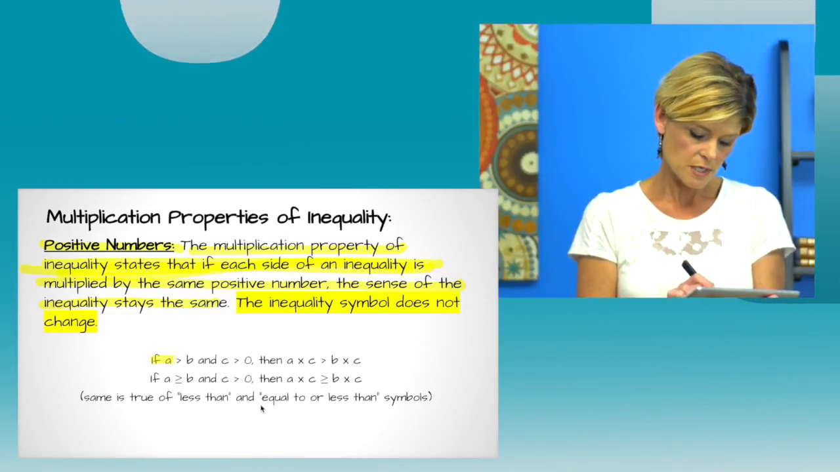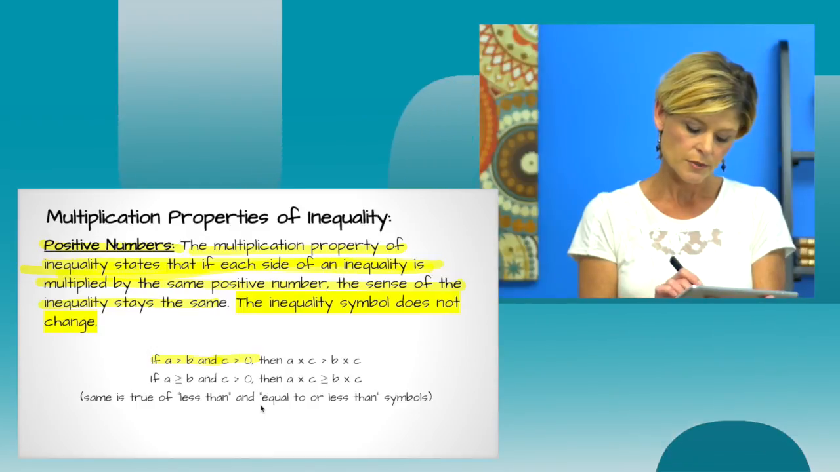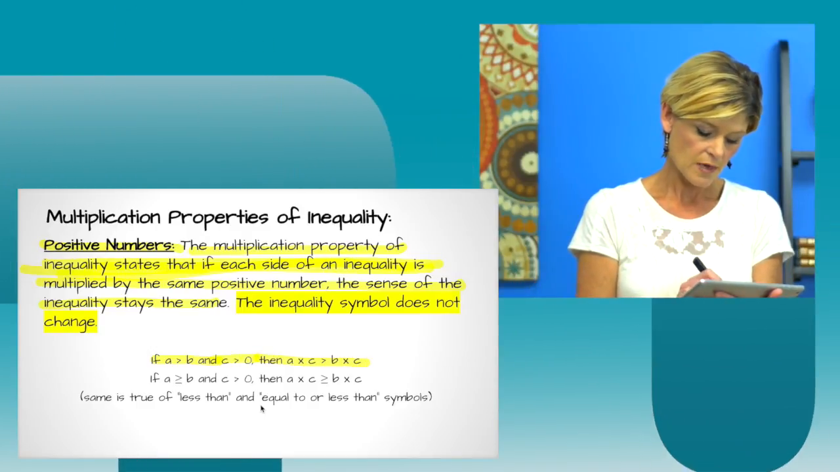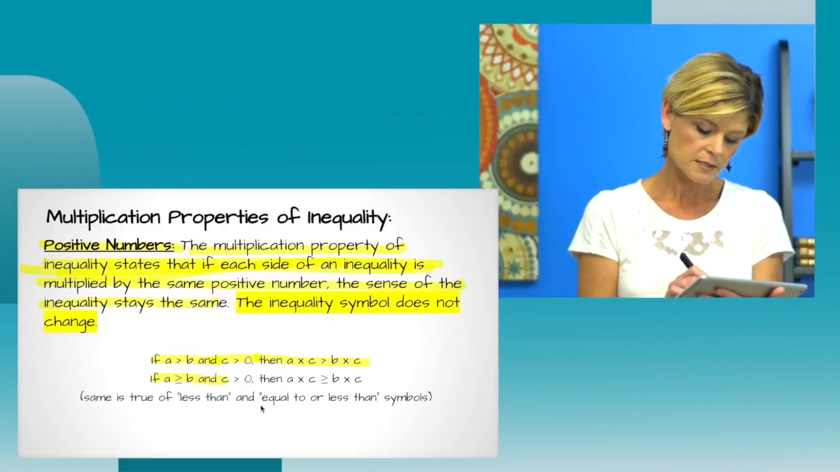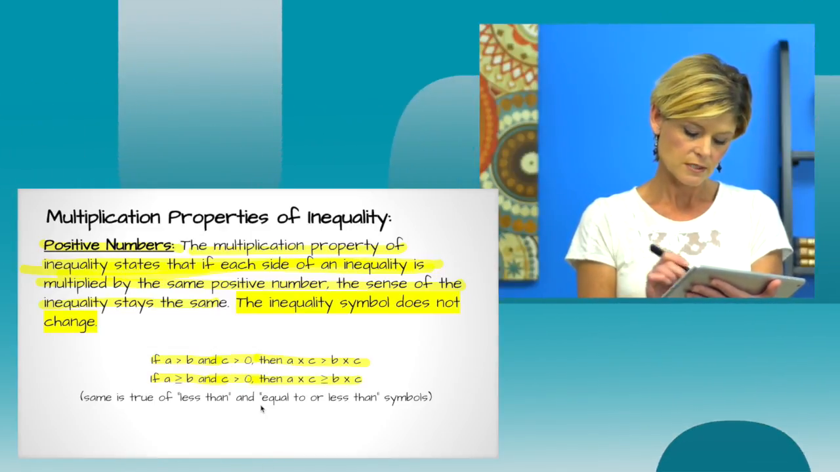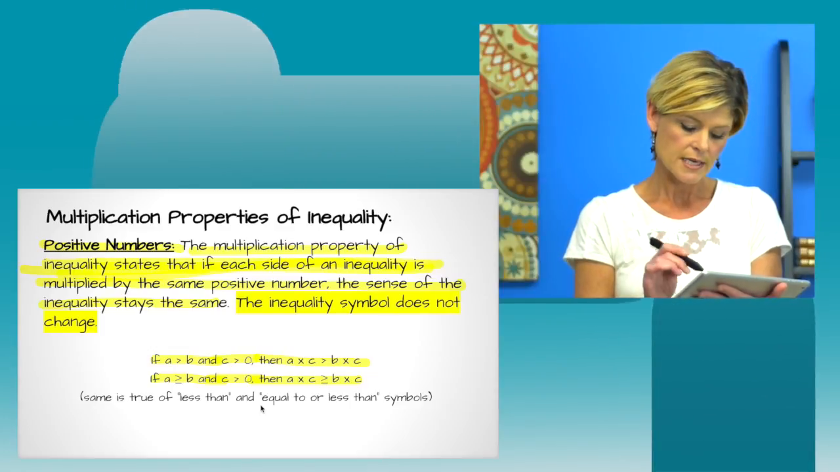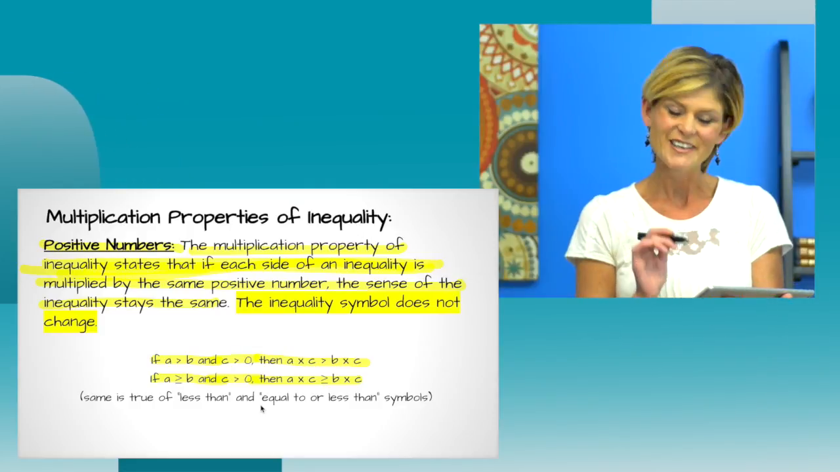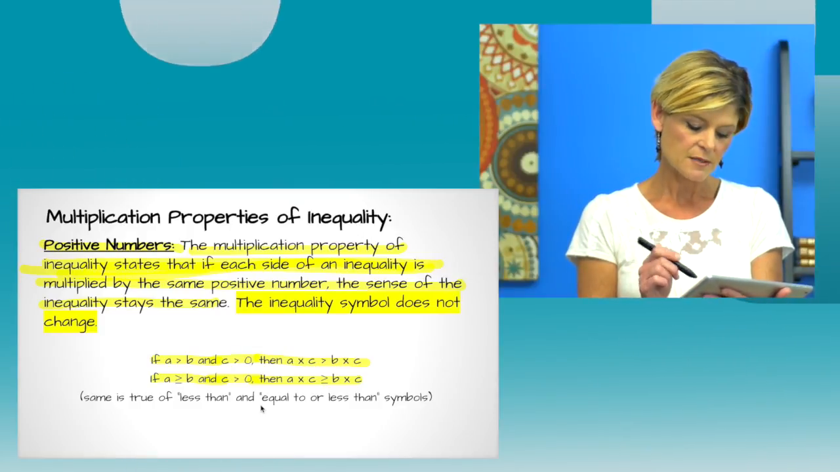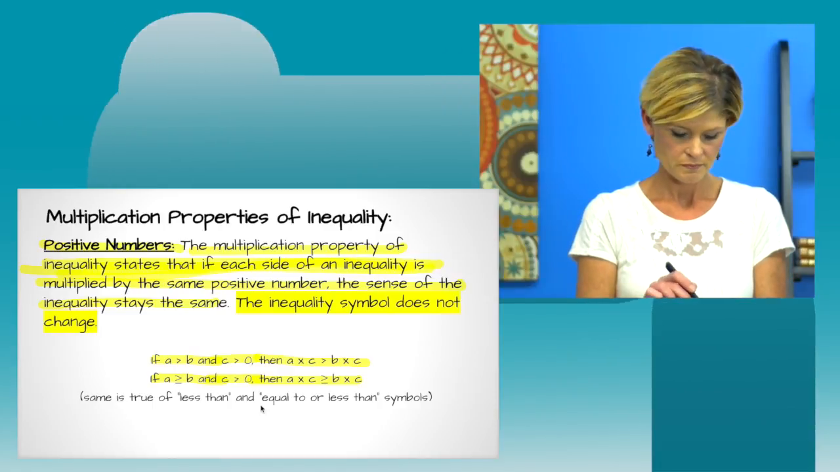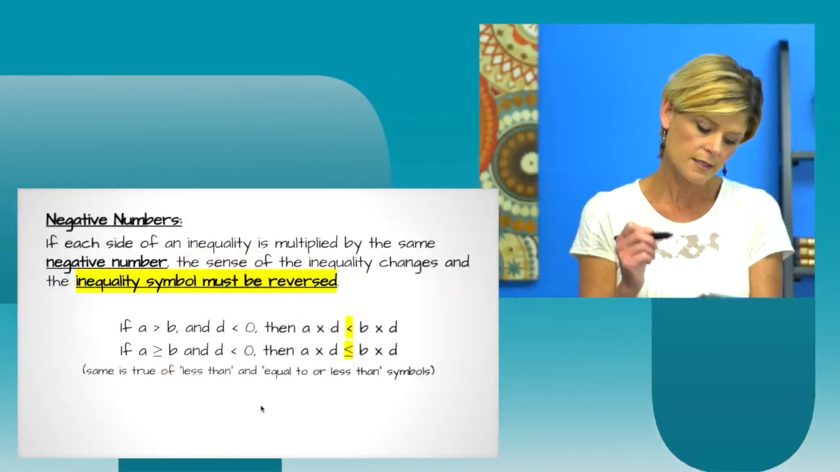If A is greater than B and C is greater than 0, then A times C will be greater than B times C. If A is greater than or equal to B and C is greater than 0, then A times C is greater than or equal to B times C. And the same is true of the less than symbol and the less than or equal to symbol. That is with positive numbers.